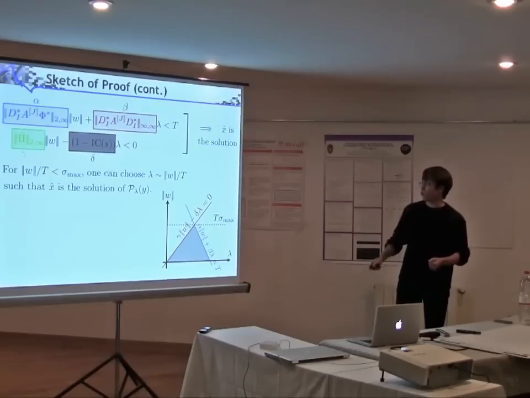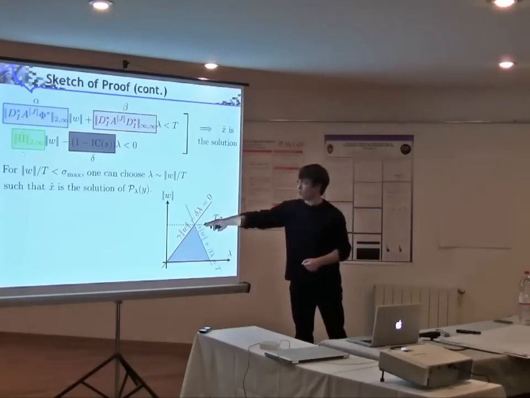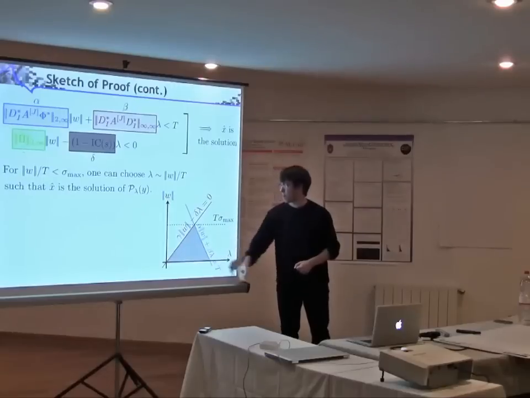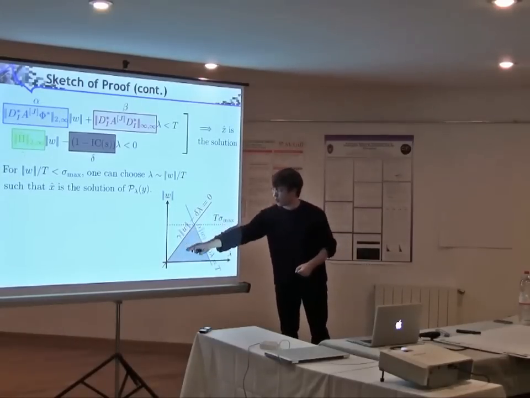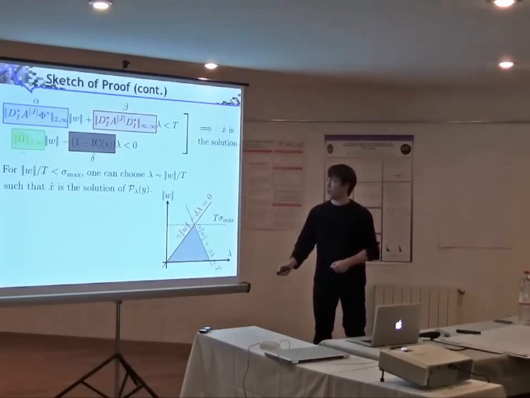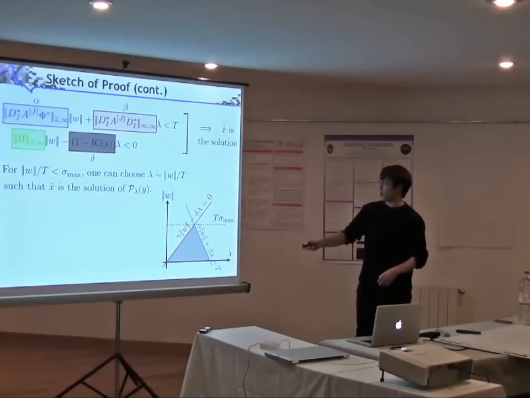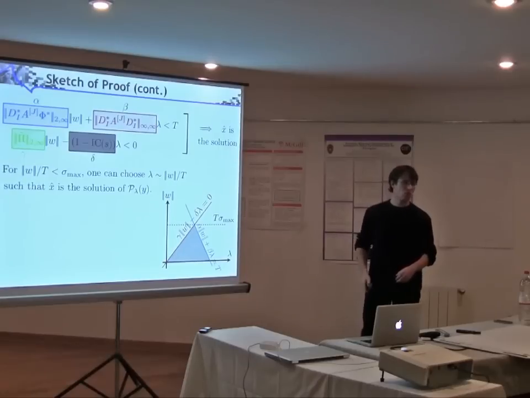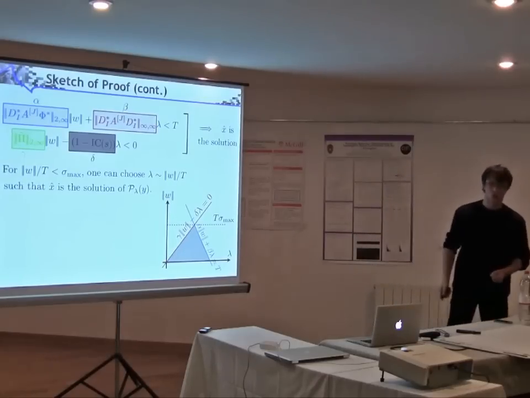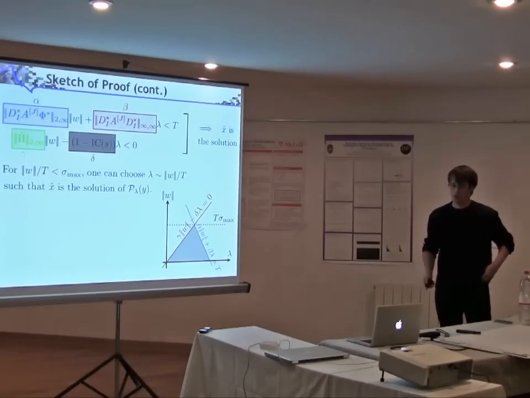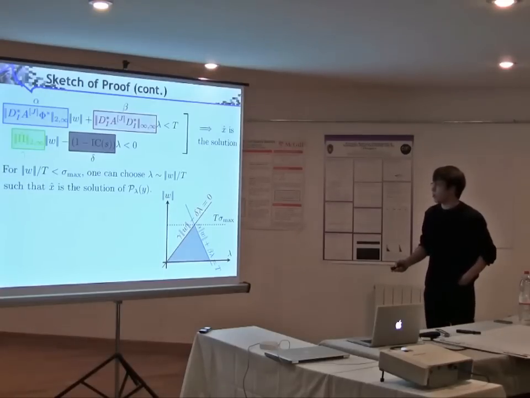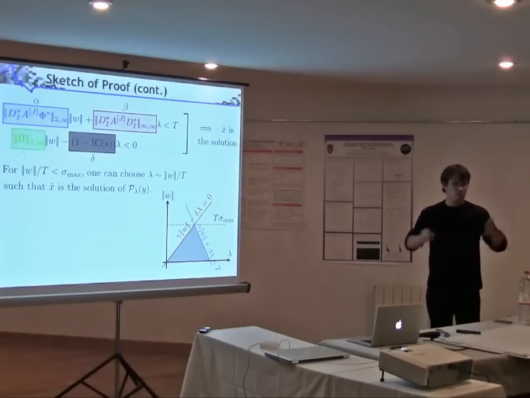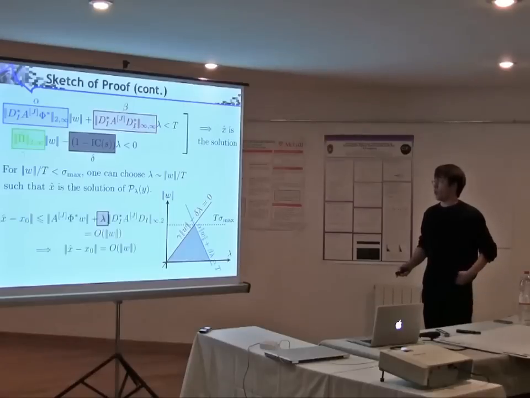So basically, when the noise is smaller than this point, and this point of course is proportional to t, you can be inside the triangle. You can choose lambda here to be proportional to the noise, and you will be inside this triangle. Just drawing, you see that exactly the condition holds, and you can actually compute the constants. I think I gave them. They are nasty, but you have explicit constants involved.